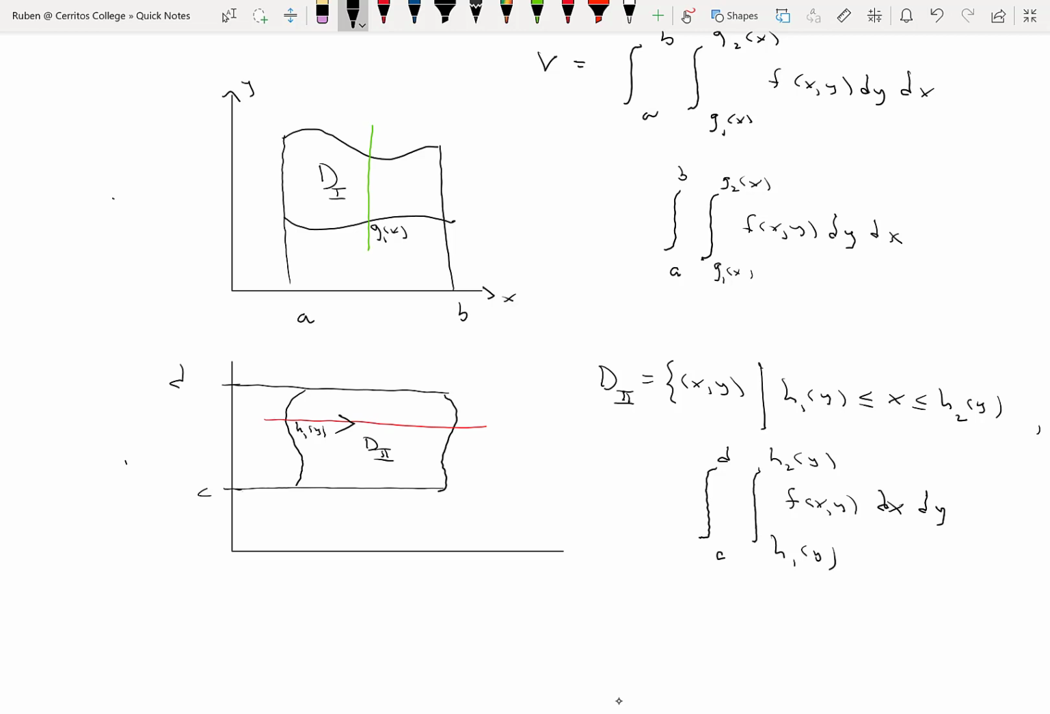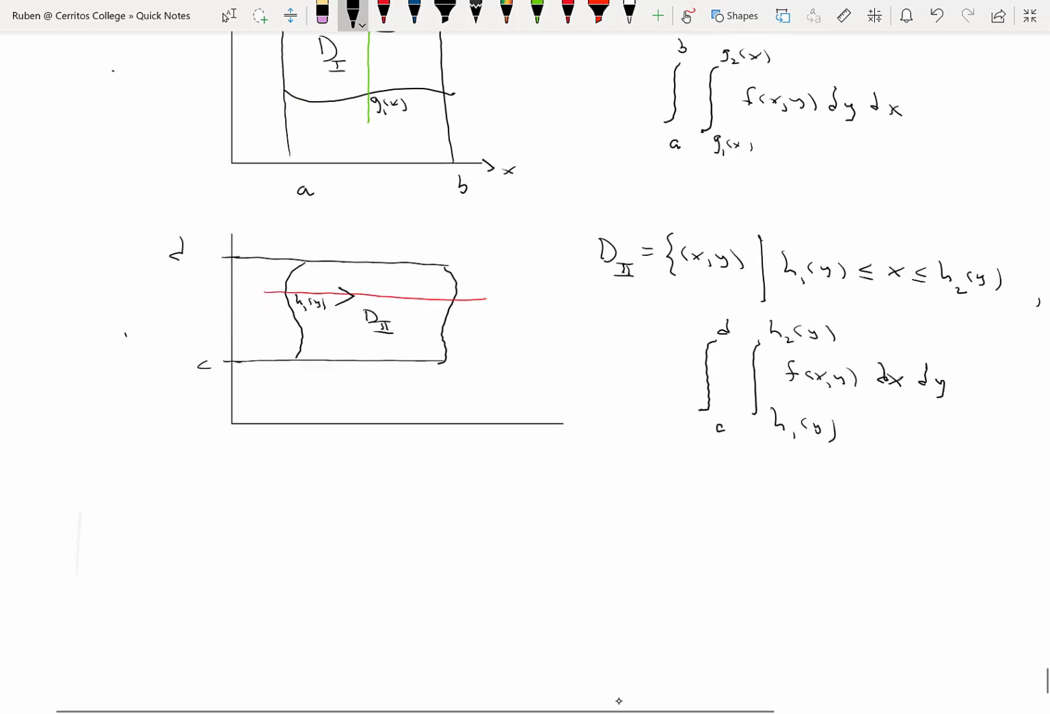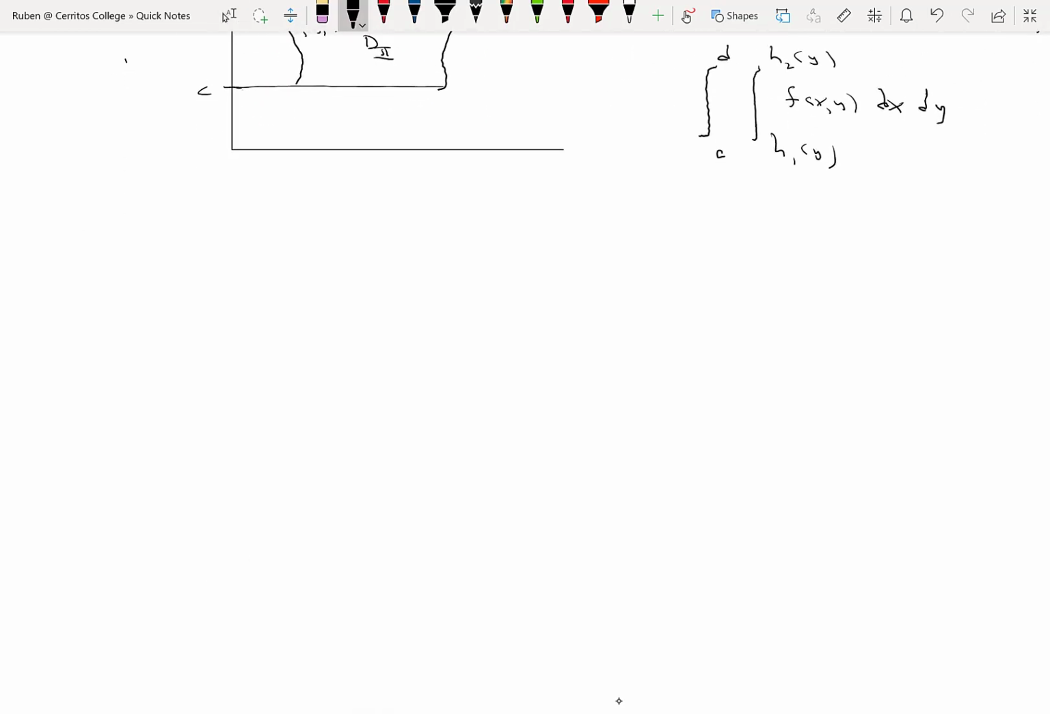In terms of theory, that's enough for this section. We're going to look at evaluating some double integrals now and see how this plays out in practice. So my first example for you looks like this. Example: we want to find the volume of the solid bounded above by z equals 3 minus x minus y.